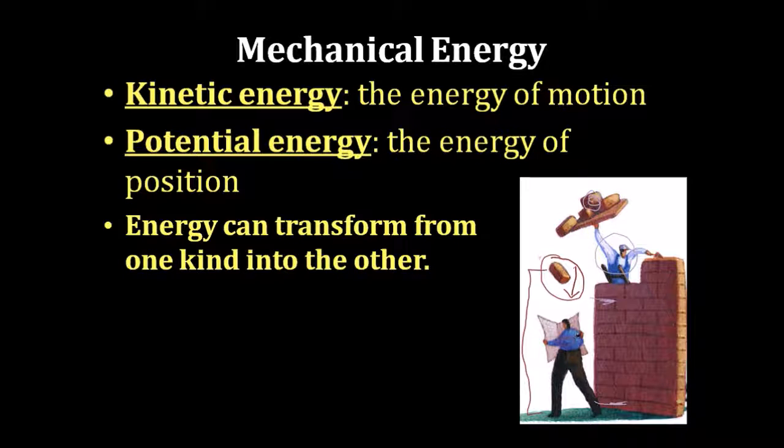Energy can transform from one kind into the other. As the brick slides off the board and starts to fall, it gets less and less potential energy as it gets closer to the ground, but more and more kinetic energy as it speeds up. And so the potential energy is transforming into the kinetic energy. Make sense? And of course, when the gentleman over here is lifting the bricks up, he's transforming the chemical energy in his food into the potential energy of the brick. Sweet, huh?